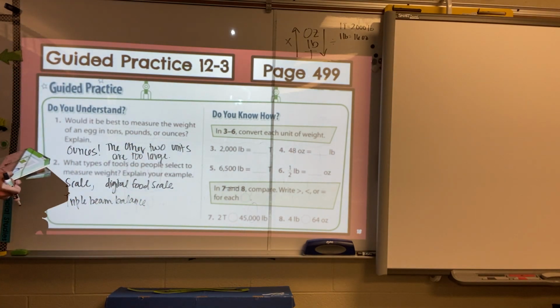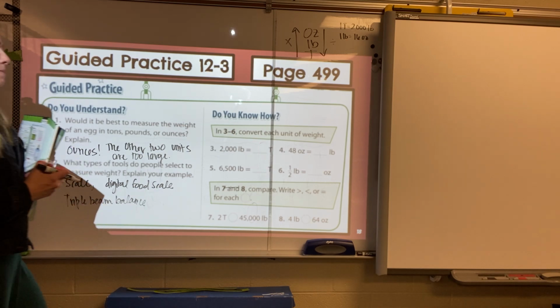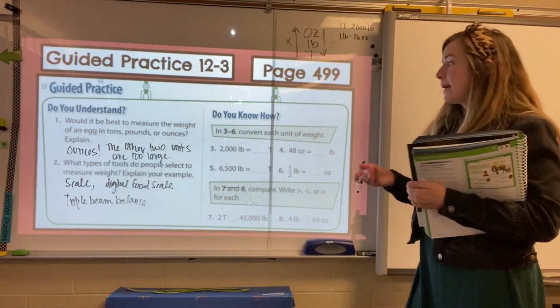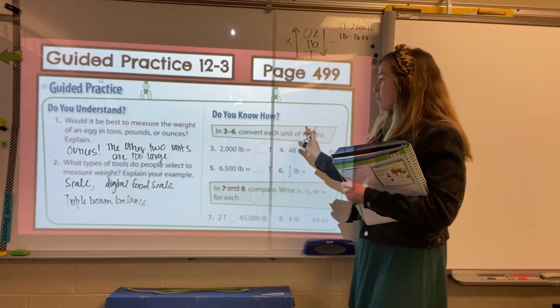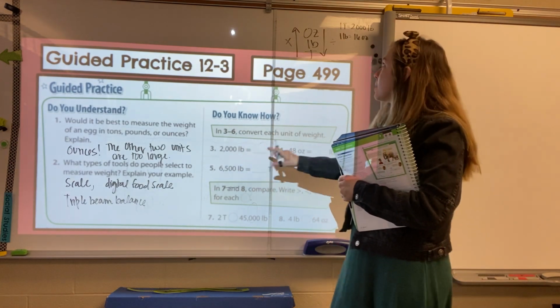To measure, really that goes along with the mass, but it's a way to measure it. Mass and weight are different, but okay, let's go ahead and go over some of these. And 3 through 6, we're going to convert each unit of weight. So 2,000 pounds equals blank tons.